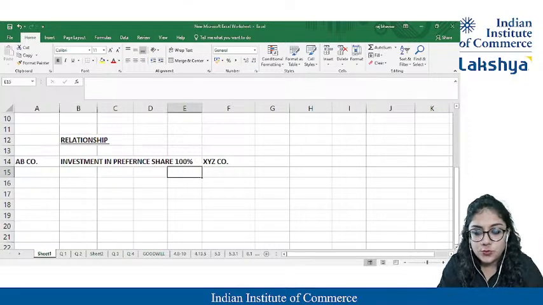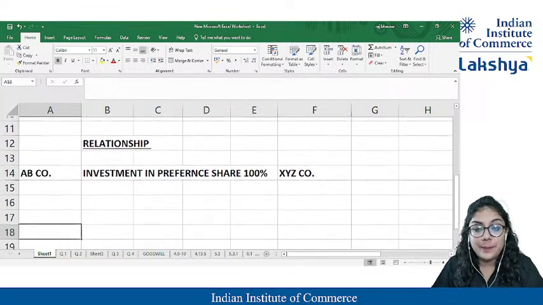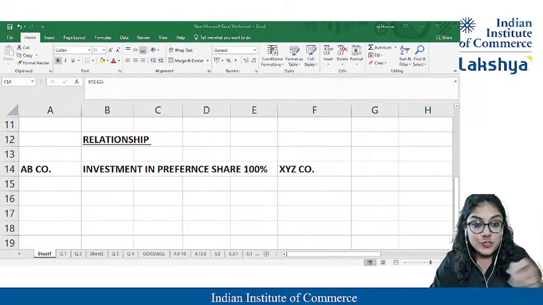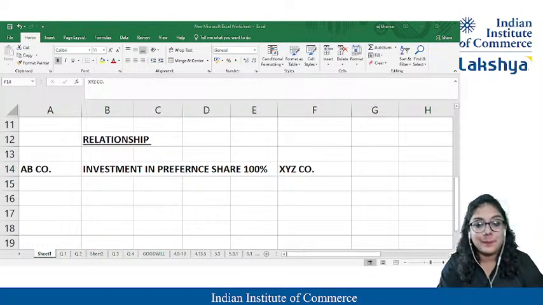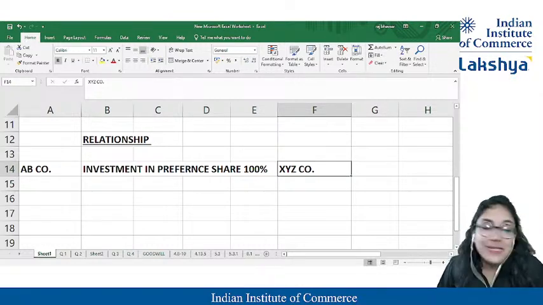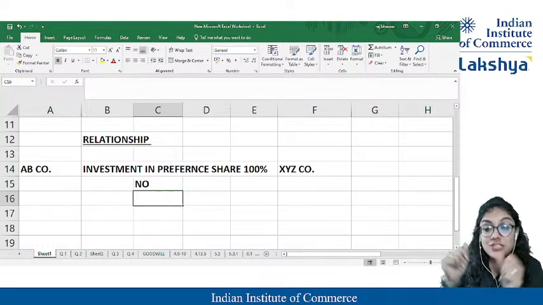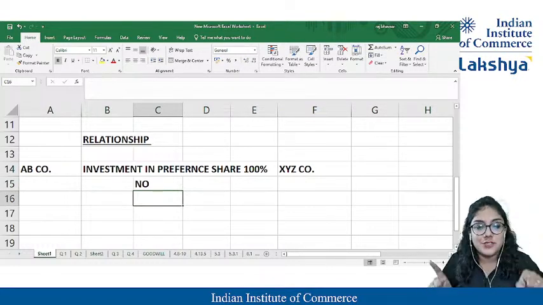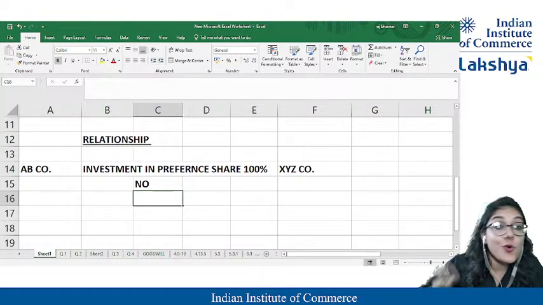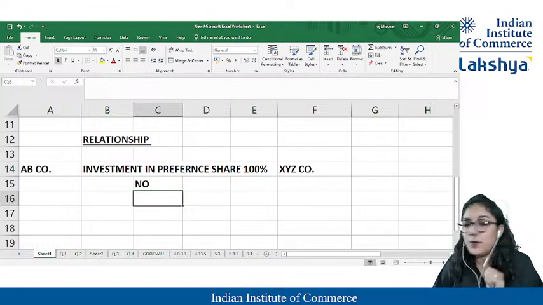Suppose AB company has made a 100% investment in preference shares in XYZ. Will there be any relationship between AB company and XYZ company? You'll be telling me, yes ma'am, AB company will be the holding company. But I'll tell you a big no. There will be no relationship. It's just that AB company has to write in its financial statements investments and so on. Why? Because if I want to be the owner of some company, I should not be a preference shareholder, but I should be an equity holder.